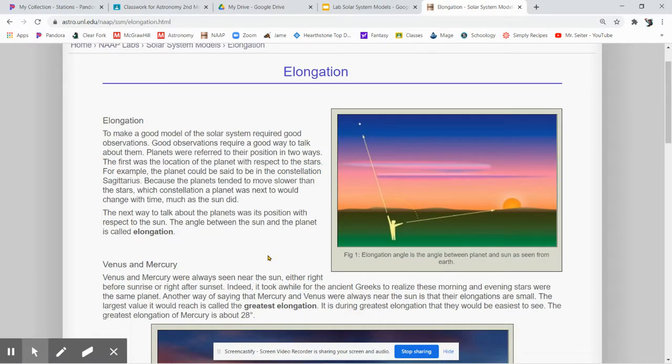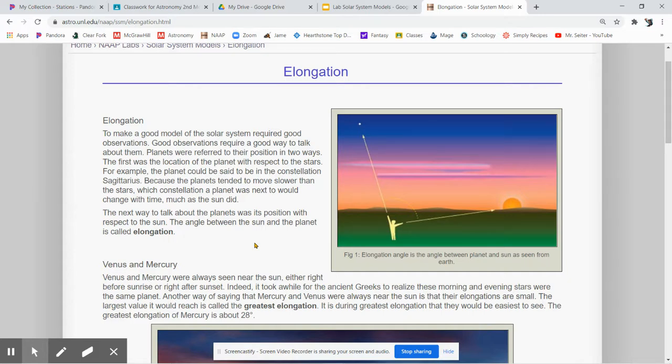Okay, to make a good model of the solar system, and of course that's the name of this lab, solar system models, we need to know what elongation is. To make a good model of the solar system requires good observations. Good observations require a good way to talk about them. Planets were referred to by their positions in two ways.